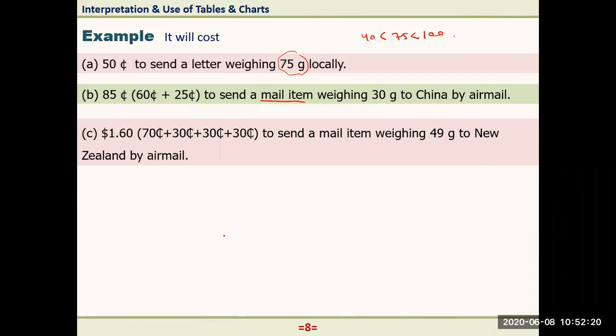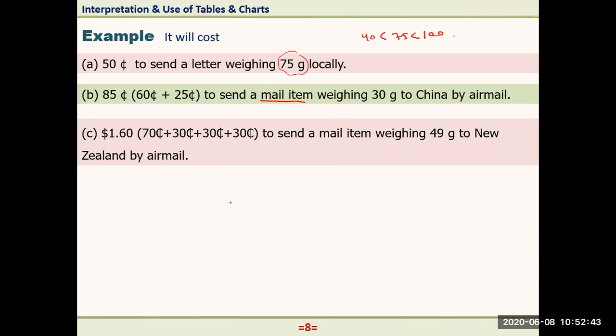All right, guys, you may wonder if I ask a long question in the quiz or in the final exam, how shall we solve this? Of course, I do not ask you that. I just show you one column for China. This is a table. If you send a mail item weighing like 78 grams, how much does it cost? So looking at the table, you have to answer like this.